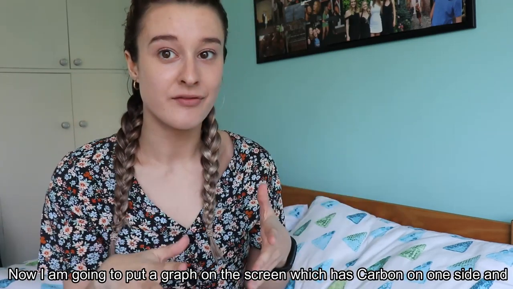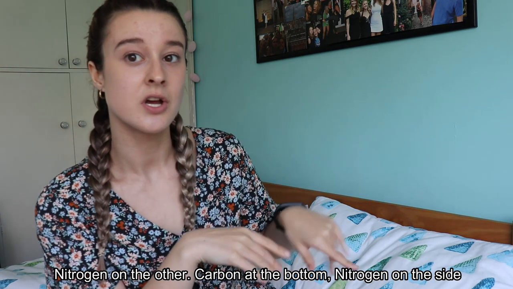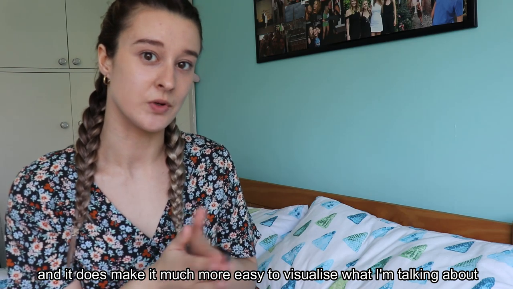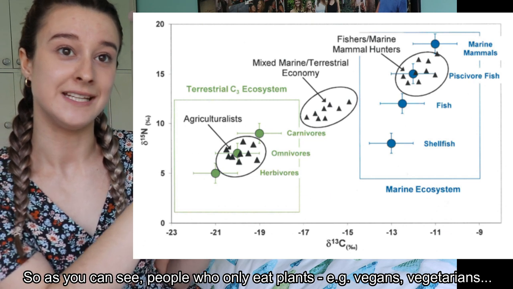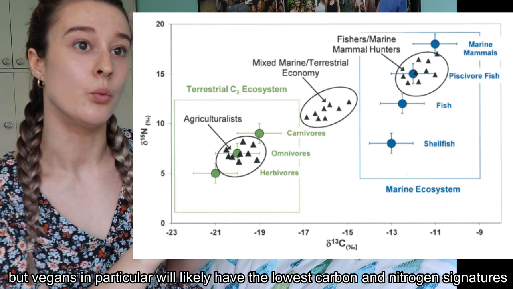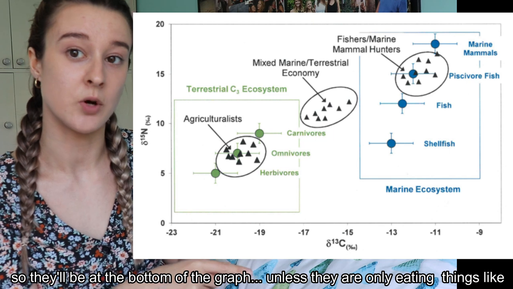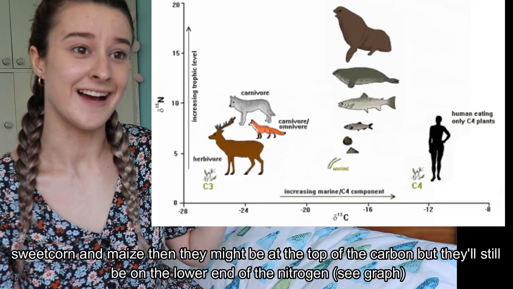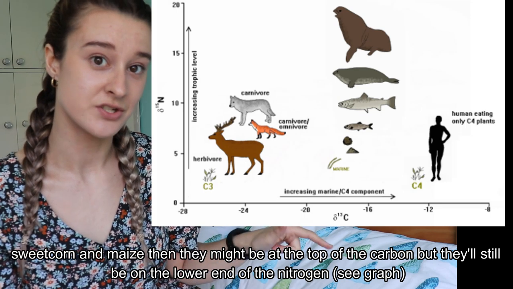Now, I'm going to put a graph on the screen which has carbon on one side and nitrogen on the other, carbon at the bottom, nitrogen on the side, and it does make it much easier to visualize what I'm talking about. So as you can see, people who only eat plants, so vegans, vegetarians, but vegans in particular, will likely have the lowest carbon and nitrogen signatures, so they'll be at the bottom of the graph, unless they are only eating things like sweet corn and maize, then they might be at the top, but they'll still be on the low end of the nitrogen.